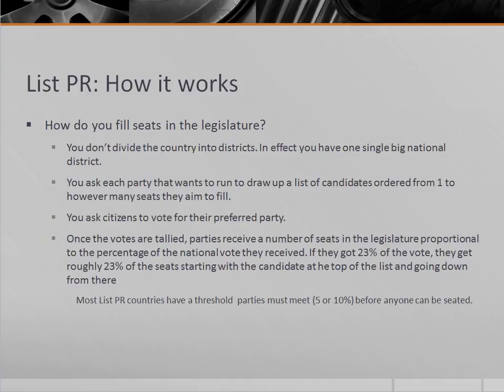Now, it's worth noting that most list PR countries have a threshold that parties must meet before anybody can be seated. And what this does is prevent really tiny parties from messing things up. And by messing things up here, the principal worry is to have individuals with extreme preferences ultimately playing kingmaker between 2 or 3 larger parties.